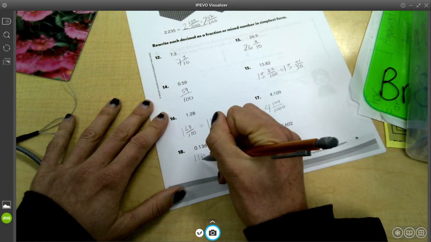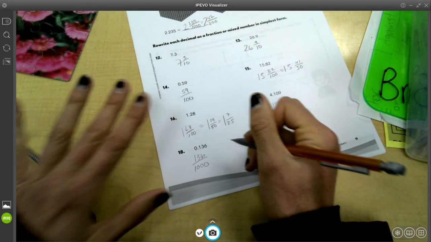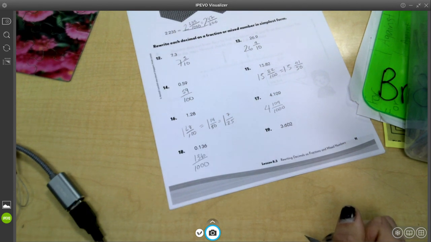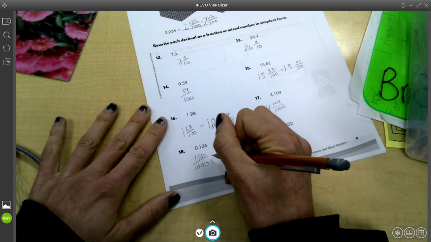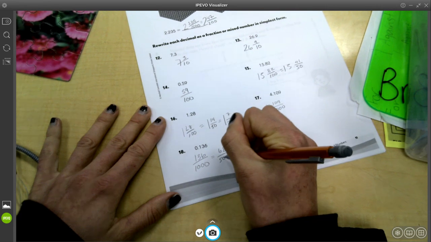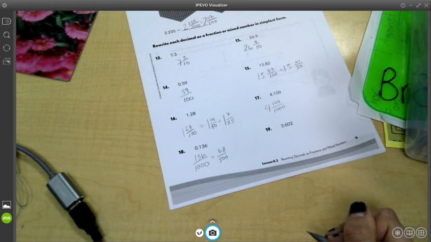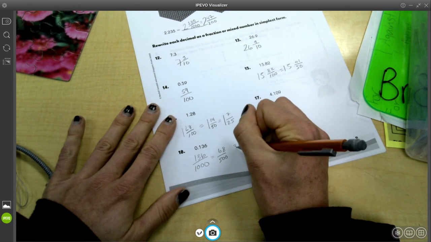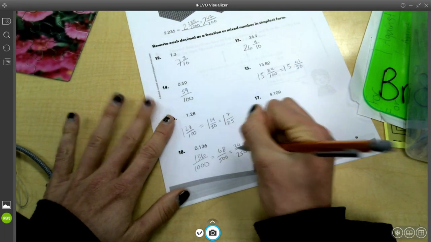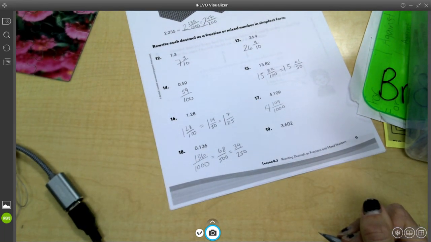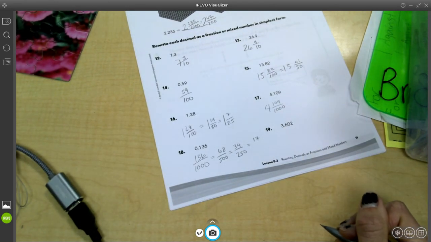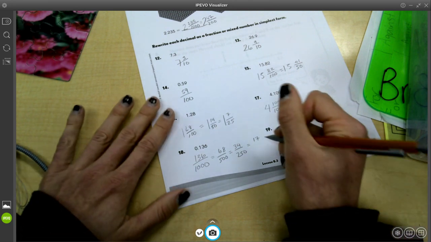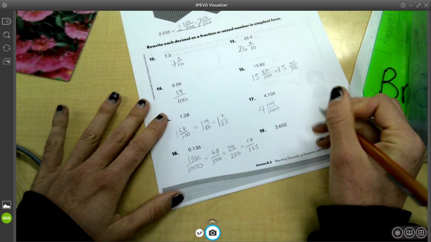This is just 136 thousandths. Those are both divisible by 2. 136 divided by 2 is 68/500. Those can both be divided by 2. 34/250. Those can both be divided by 2. Is 17. 250 divided by 2 is 125. That's as low as you can go. Whew.